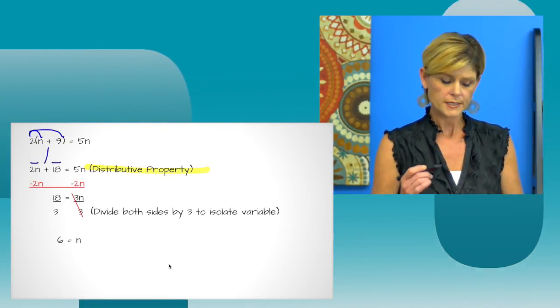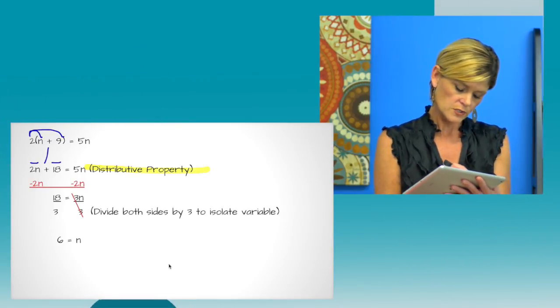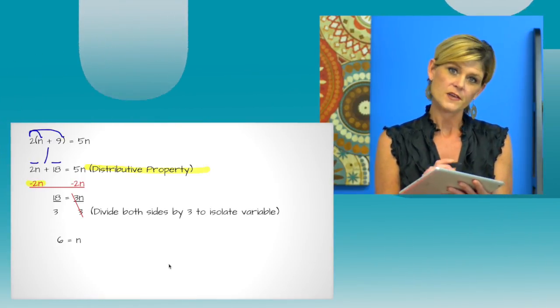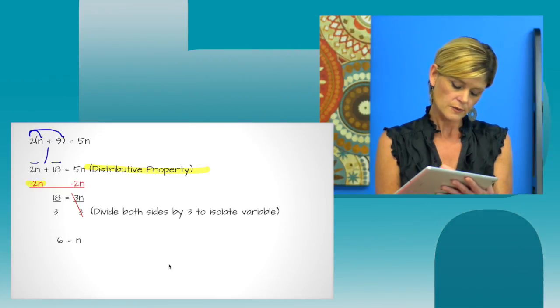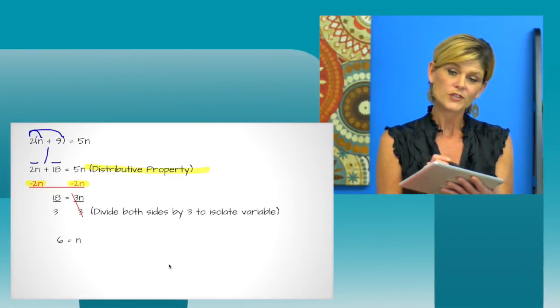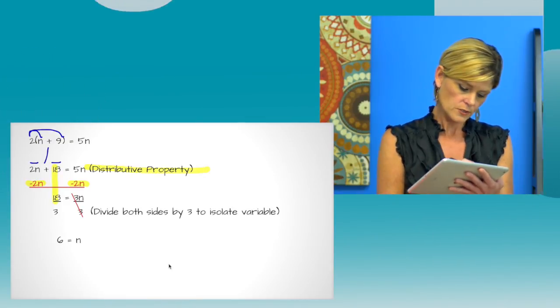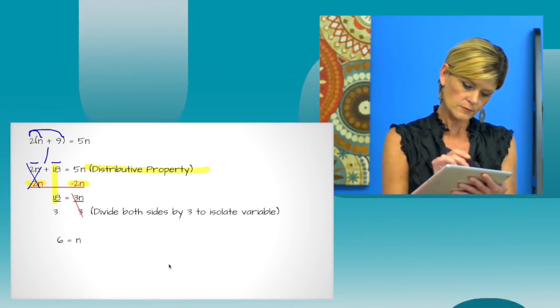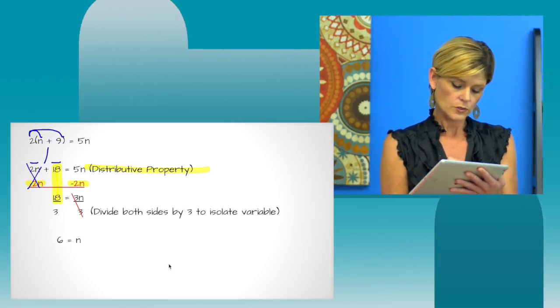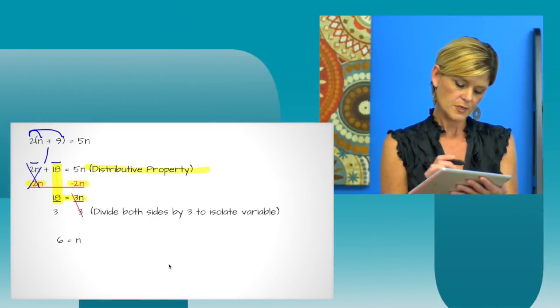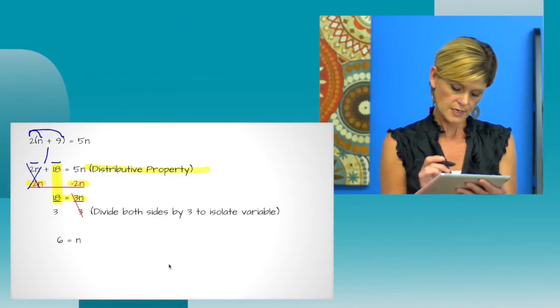You can still combine like terms. So all you have to do is subtract. You want to get the variable on one side of the equal sign. Subtract 2n from both sides of the equal sign. So I have now, this cancels out. 18 equals 3n, because 5n minus 2n equals 3n.